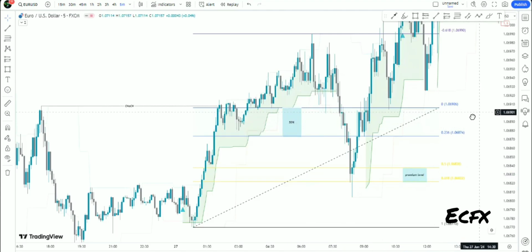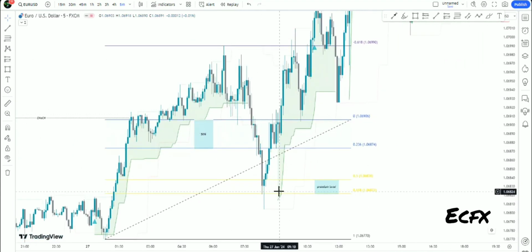Right, so then you can see price drops into our premium level, closes above our premium level, just wicks below, so it wicks slightly below the premium level, and then closes above it, which indicates to us that there might be a strong buy in place.